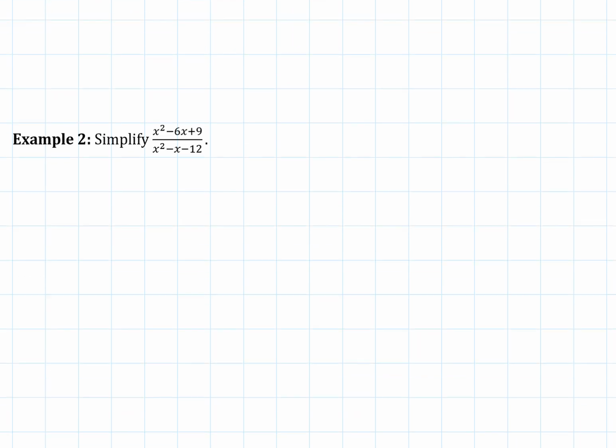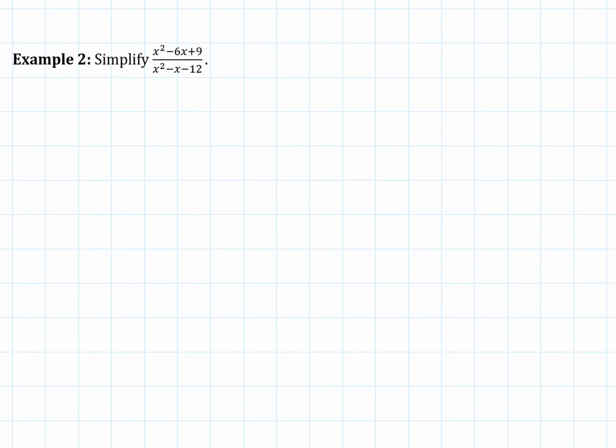Okay. In example 2, again, we've got a bunch of terms up top and in the denominator being added or subtracted. You cannot cancel terms that are being added or subtracted. You can only cancel terms that are being multiplied by the numerator and the denominator. So to make this look like a product, we'll factor the numerator and the denominator.